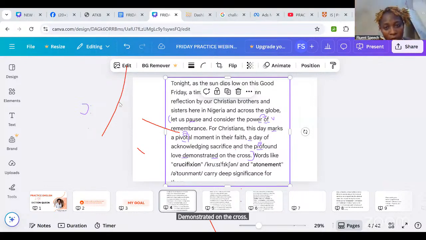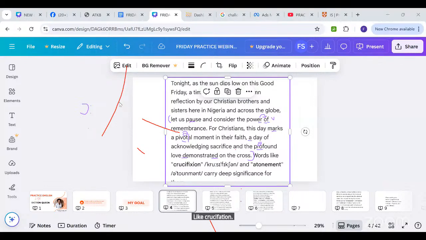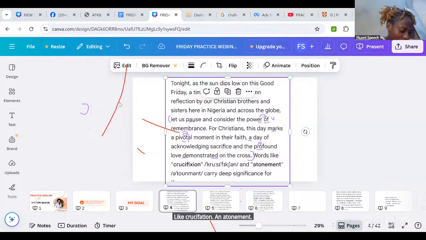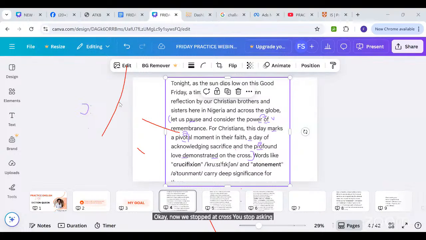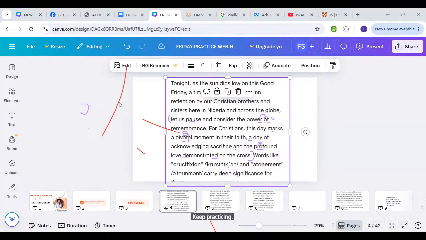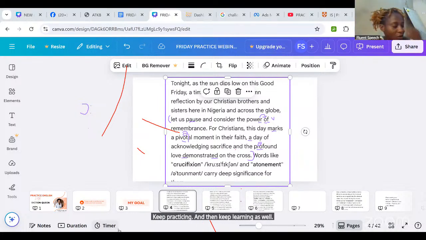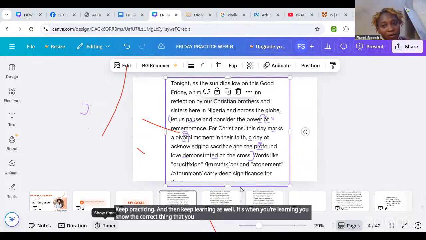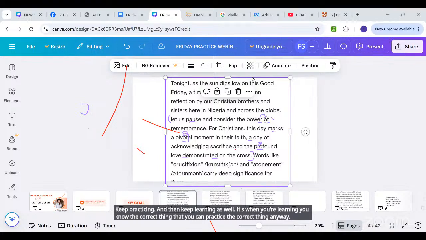Like crucifixion and atonement. No, we stopped at cross. Okay, you stopped at cross. Yes, ma'am. That's good, but I must say you have a long way to go, Ramotu. Keep practicing. Thank you, ma'am. Keep learning as well. It's when you learn and you know the correct thing that you can practice the correct thing anyway. Okay? Thank you.